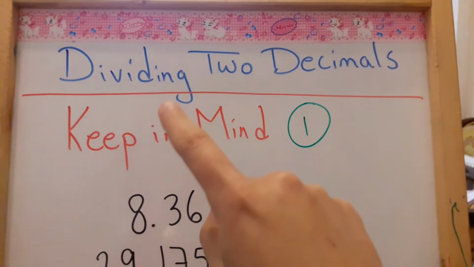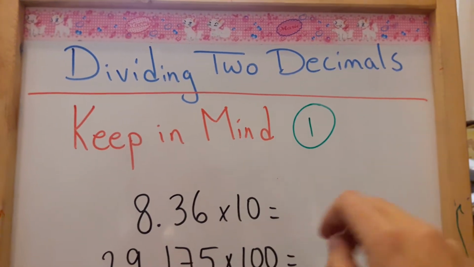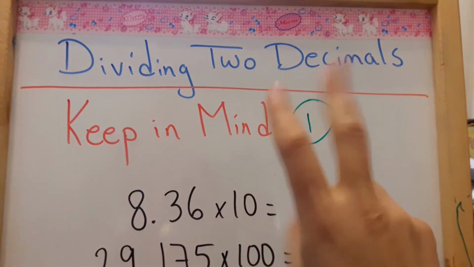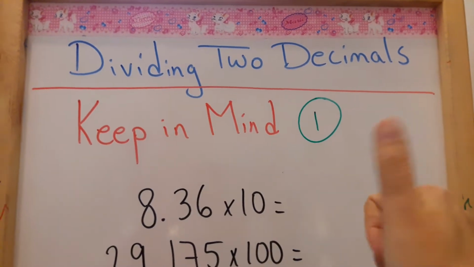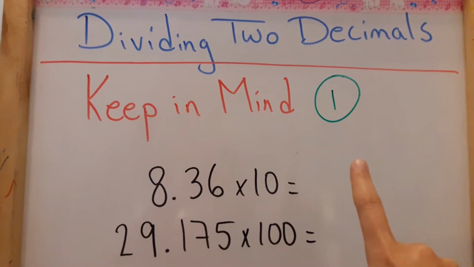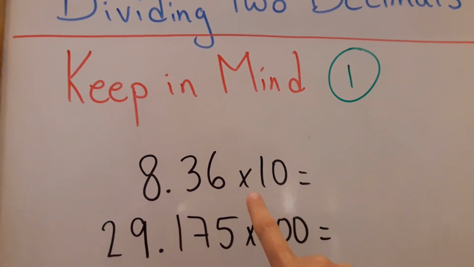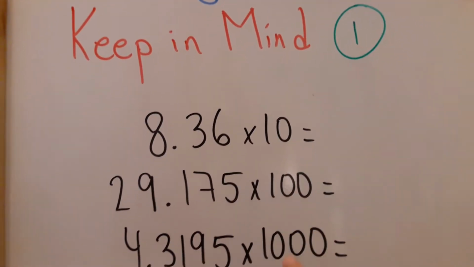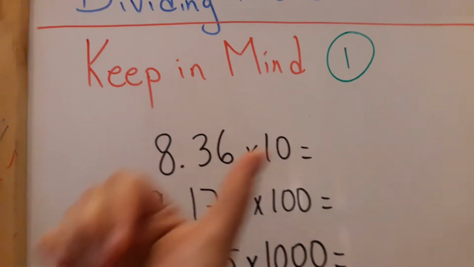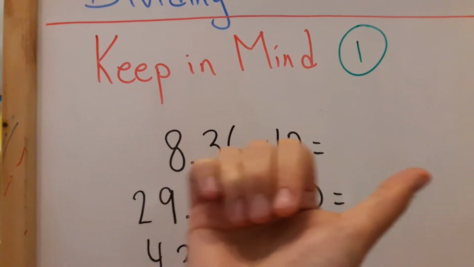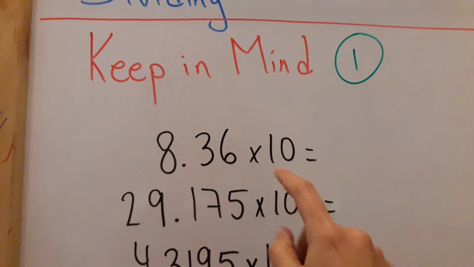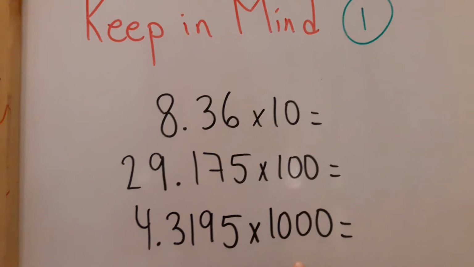Continuing with division and with decimals. In this lesson, we're going to divide two decimals. One, keep in mind the following: when we are multiplying by 10, 100, or 1,000, the decimal point is going to the right. How many places? According to how many zeros we have.